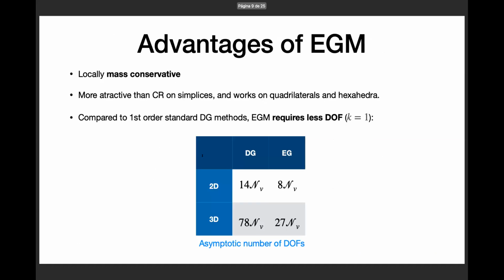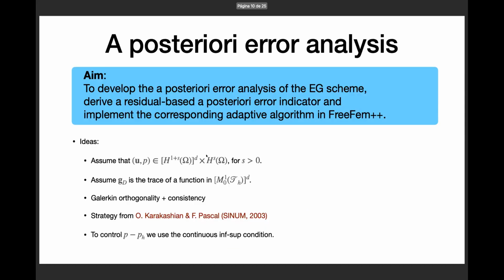So this method presents several advantages. For example, it locally preserves mass. And when compared to the conforming elements, it has the advantage that the degrees of freedom are the global values. And it also works on polyhedral meshes, as I said before. On the other hand, when compared with standard first order discontinuous Galerkin methods, it requires fewer degrees of freedom, as can be seen from this table. The saving is especially great in 3 dimensions. So for these reasons, we decided to develop an a posteriori error analysis for this method.